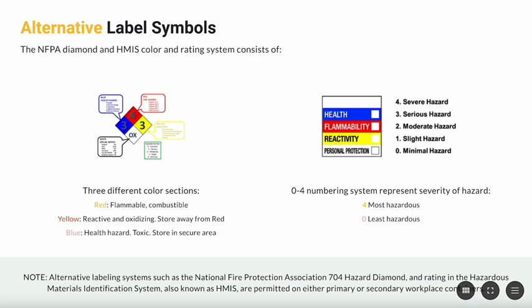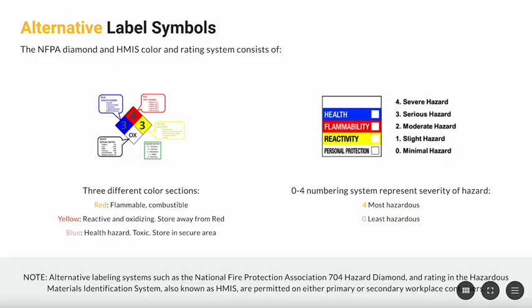The NFPA 704 Hazard Diamond consists of 4 color-coded sections: red for flammable and combustible hazards, yellow for reactive and oxidizing hazards, blue for health hazards, and white for special hazards or additional information. Each section is also assigned a number from 0 to 4, with 4 being the most severe hazard and 0 being the least severe.